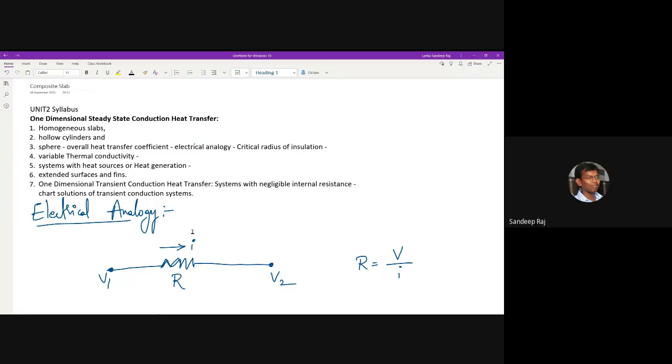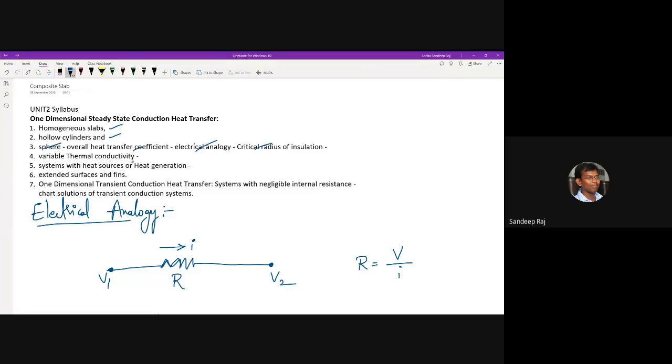Good morning, students. We are looking at Unit 2. In Unit 2, I said there are 7 different topics. In these 7 different topics, we have completed slabs, cylinders, sphere, the overall heat transfer coefficient, electrical energy, and critical radius of insulation. All these are completed.